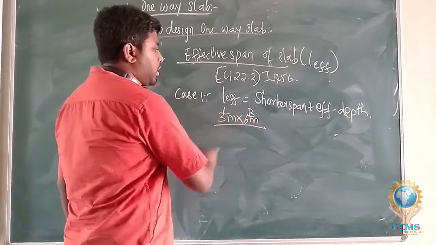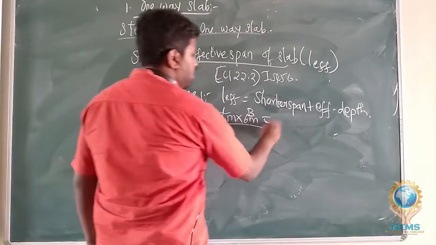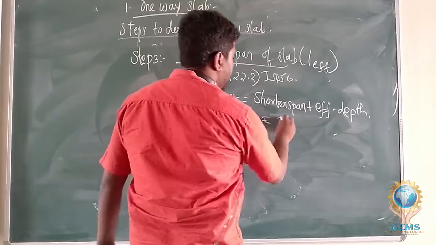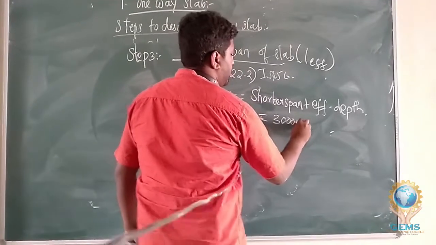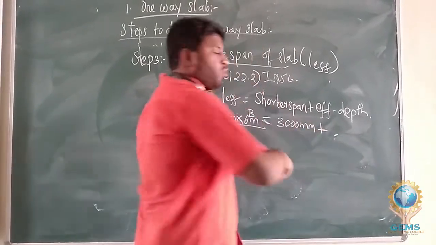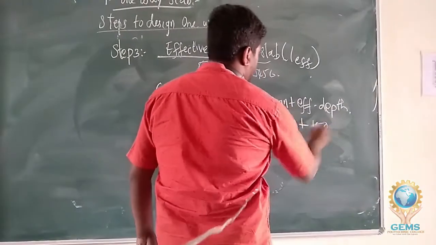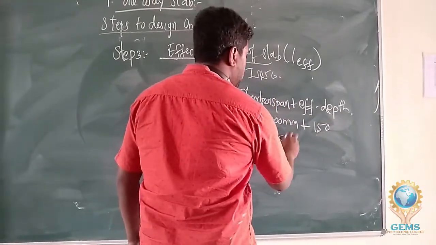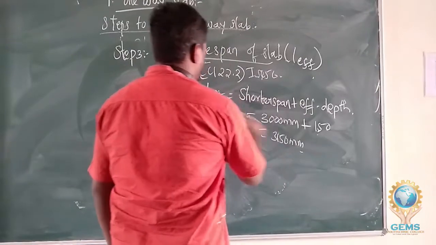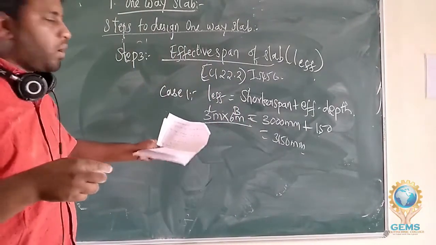What is the shortest span here? 3 meters. So convert into millimeter, 3000 millimeters, plus your effective depth, which is 150 for example. So how much? 3150 millimeter. So this is your effective span. This is case 1, the first one.